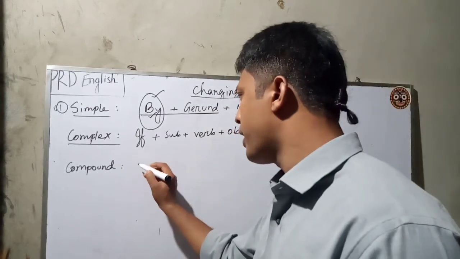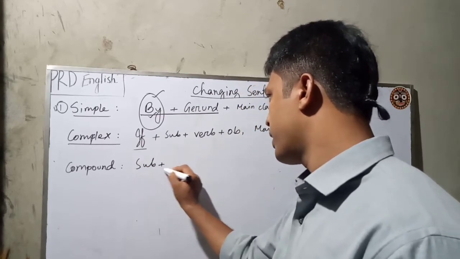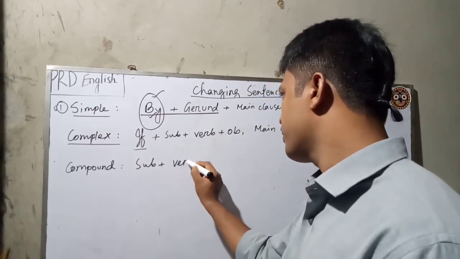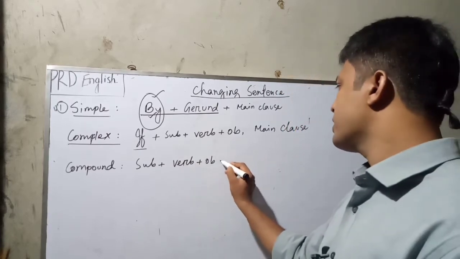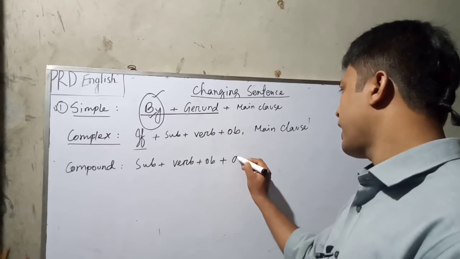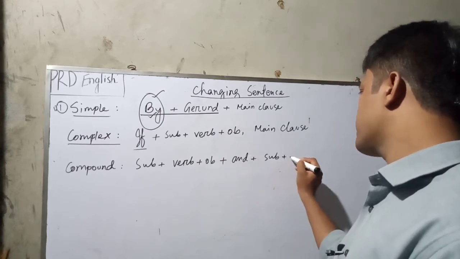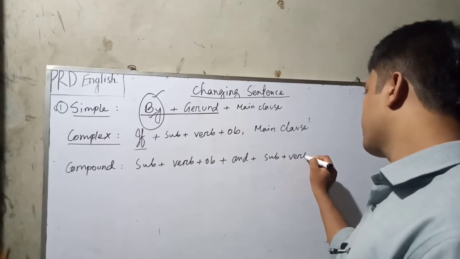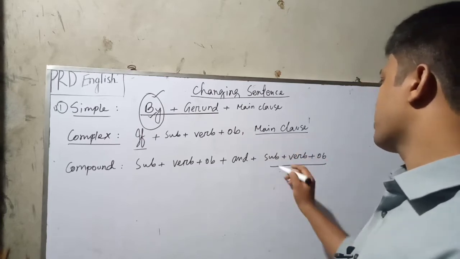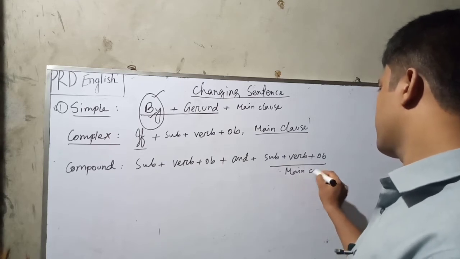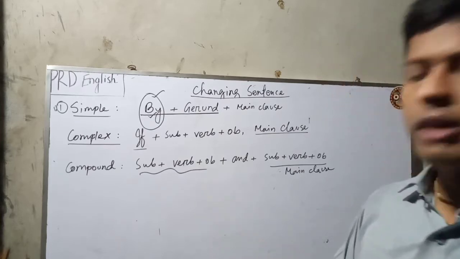If we make it compound: subject plus verb, if there is an object, then object, then the joining word and, then subject plus verb plus object, or you should put the main clause here. Then it will also be a main clause, an independent clause.